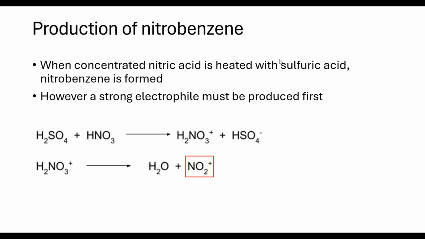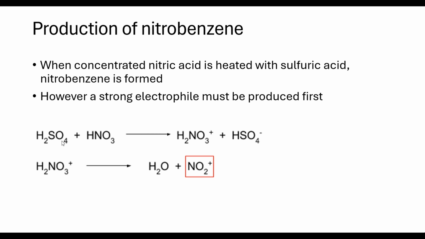This is the second reaction mechanism you need to know. It's a specific example of electrophilic substitution: the production of nitrobenzene. When concentrated nitric acid is heated with sulfuric acid, nitrobenzene is formed. However, a strong electrophile must be produced first to react with the benzene, and that's the NO2 plus. That's the strong electrophile that's going to react with benzene to make nitrobenzene. So you need to generate that in the first place.